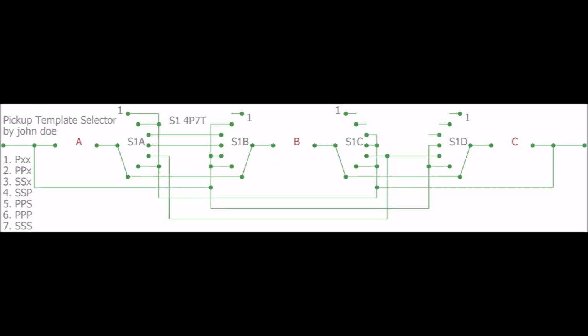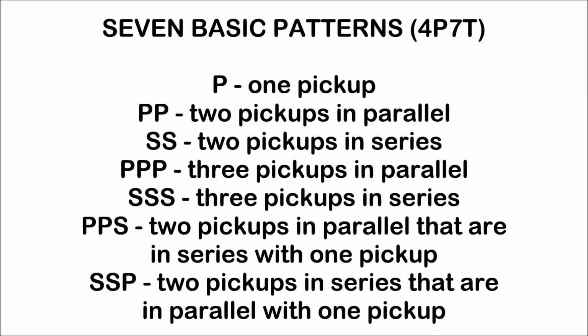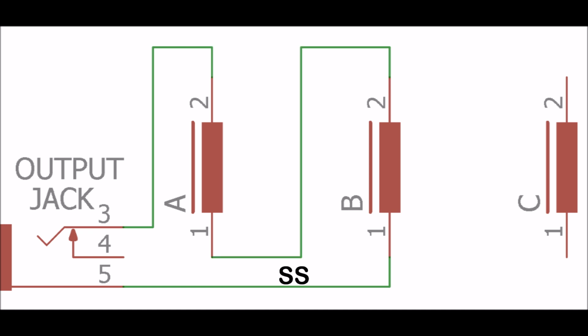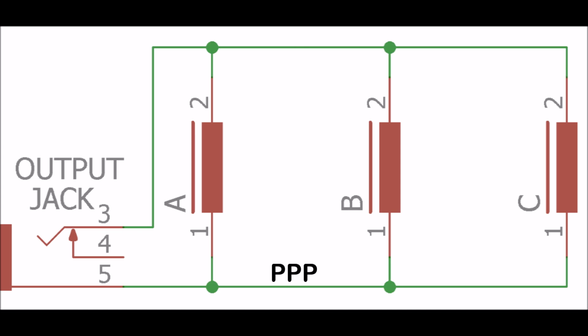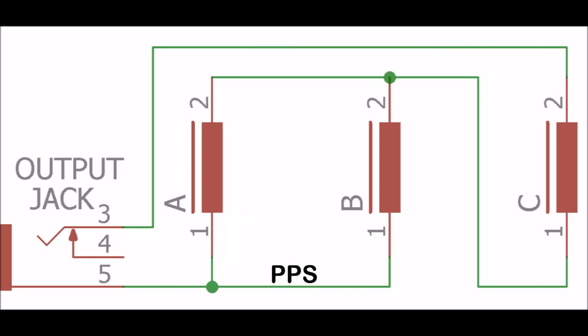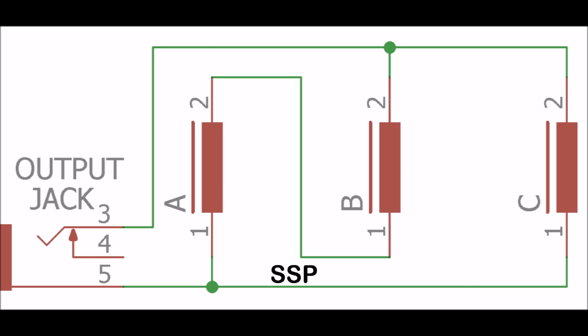The first circuit block defines the basic patterns, which are constructed as templates, and is initially built around a 7-position switch with 4 poles, 4P7T. The 7 basic patterns are, 1 pickup, P, 2 pickups in parallel, PP, 2 pickups in series, SS, 3 pickups in parallel, PPP, 3 pickups in series, SSS, 2 pickups in parallel that are in series with 1 pickup, PPS, and 2 pickups in series that are in parallel with 1 pickup, SSP.